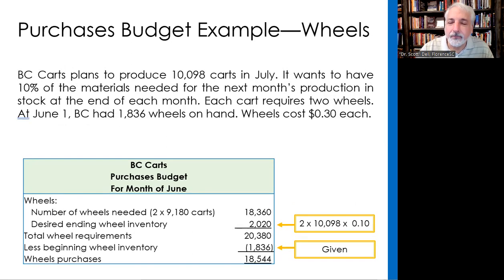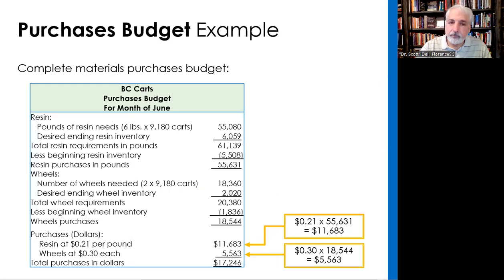And we do the same thing for the wheels. Carts have wheels, right? So we're producing 10,098 carts in July. We want to have 10% of the materials needed. Wheels are 30 cents apiece. Again, we're not going to use the price yet, but we will soon. We look at the number of wheels, desired ending wheel inventory, total wheels requirement, less beginning wheels equals wheels purchased. Again, that's a purchase budget of what we need to acquire of the materials to make these carts. So here's our purchases budget example.